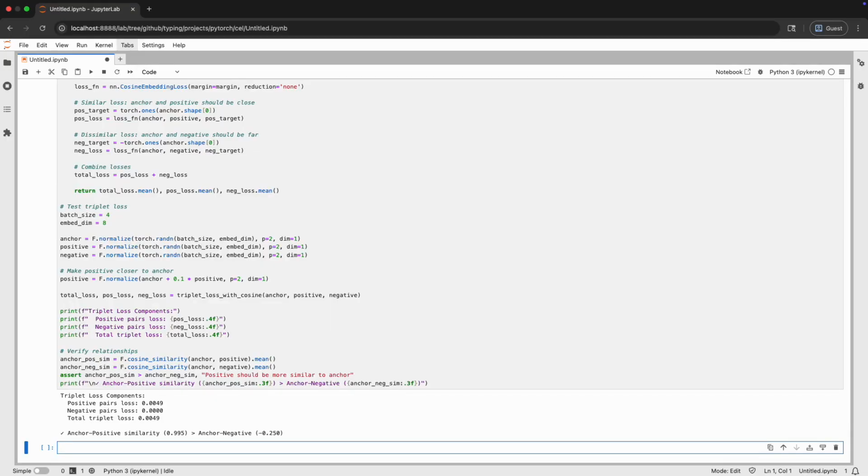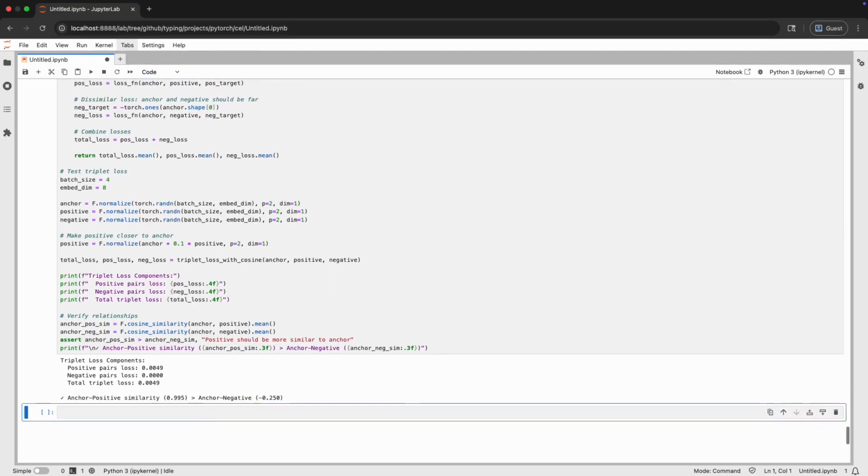We see that the positive pairs have very low loss because they're already similar, while the negative pairs have 0 loss because they're already sufficiently dissimilar given our margin. The verification confirms that our positive example is indeed more similar to the anchor than the negative example, with similarities of 0.995 versus -0.25. Let's visualize the loss landscape to better understand how the loss function behaves.